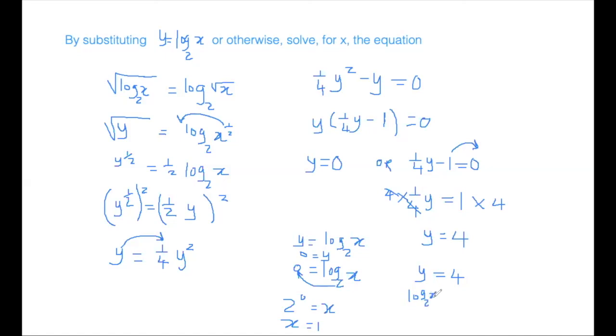Now, going back to y equals 4, I'm going to use y equals log base 2 of x, but I replace y with 4, then write it in exponential form, so it becomes base is 2, 4 is the power, and it's equal to x. So solving 2 to the 4 gives us 16, so x is equal to 16.